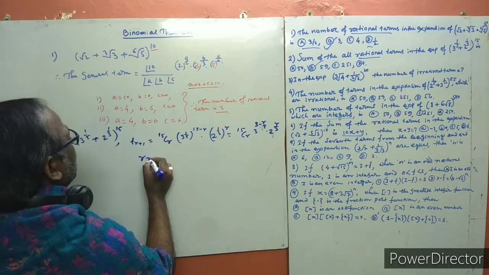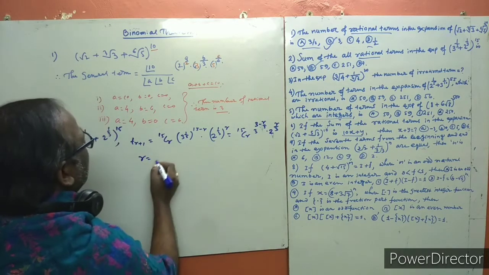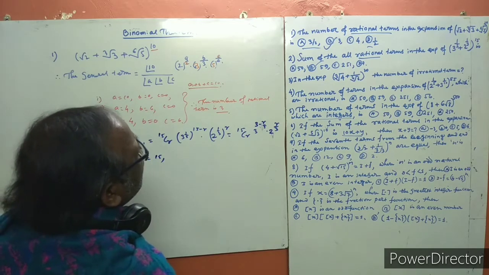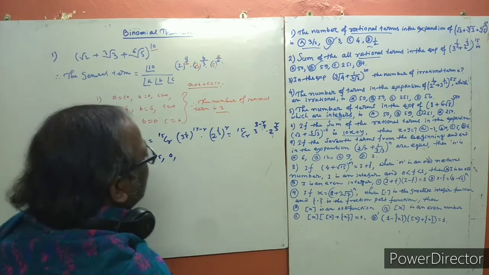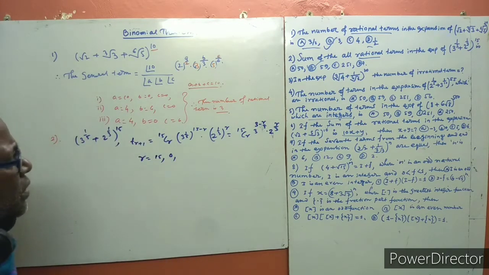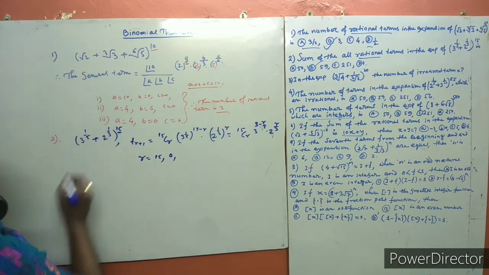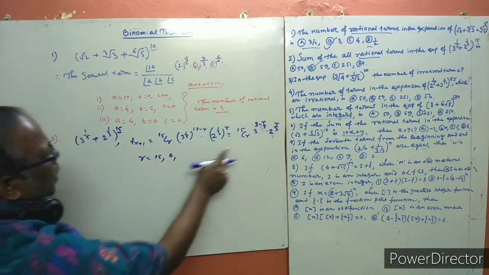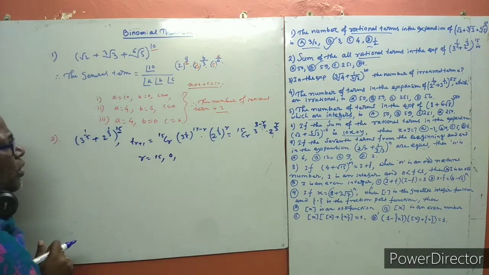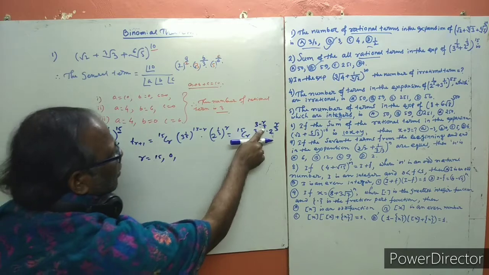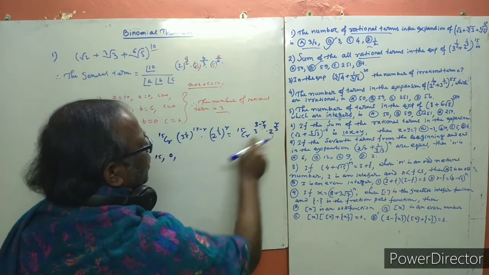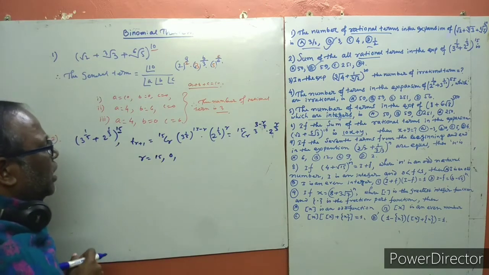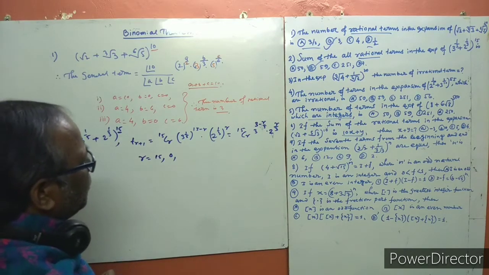So the value of r will be either 15 or 0, otherwise nothing. Okay, as you see the degree of this expansion will be 15, so r can never be more than 15 here. So in that case, this is r by 5 and this is r by 3. So you take the LCM of 5 and 3, that is 15. That's why we have taken the value of r as either 0 or 15.